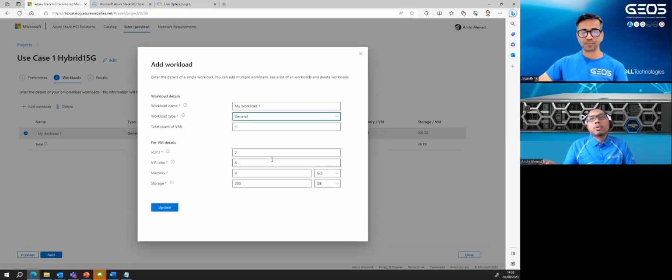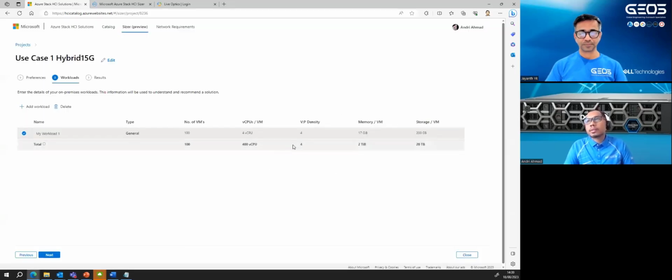But if you have much more details on your workload, like when you're running LiveOptics, you can see the overall physical to virtual ratio of your CPU. So we can use that. Usually I use just 4, and then memory per VM and storage per VM. That is straightforward, right? So here I have 4 vCPU, 1 to 4, 17 gigabyte RAM, and 200 gigabyte storage, right?